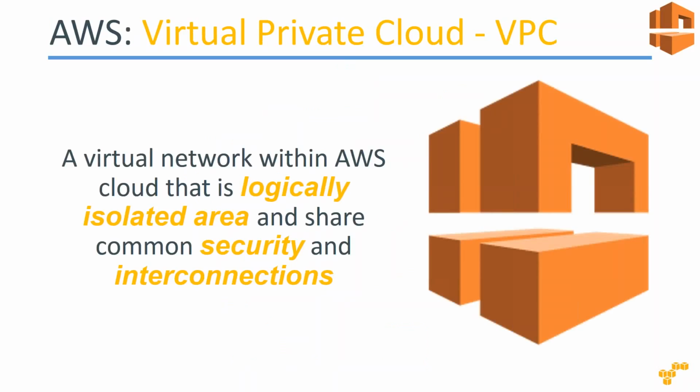And for setting up a VPC, you need a few things. Before that, let us see what exactly VPC means in AWS words. What Amazon says is it's a logically isolated area which provides common security and interconnections.